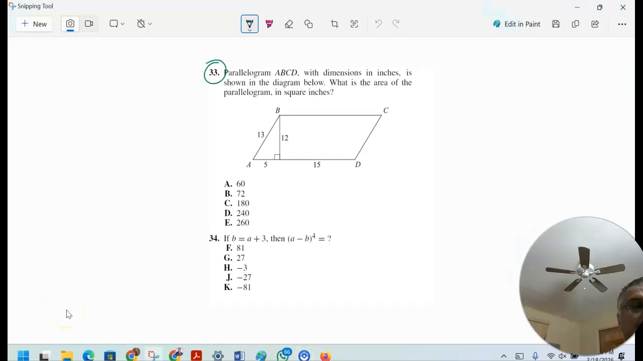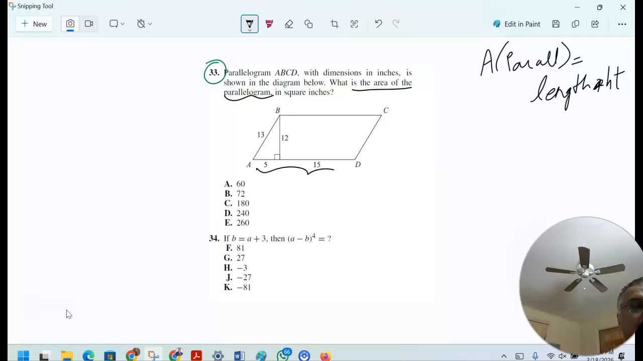Question 33, find the area of the parallelogram. Now the area of the parallelogram is length times the width, or the length times the height. The length is this, but this one has two pieces, 5 plus 15. What is 5 plus 15? It is 20.